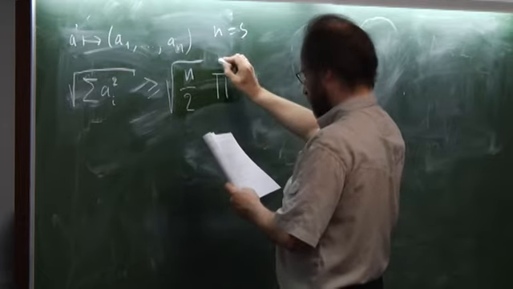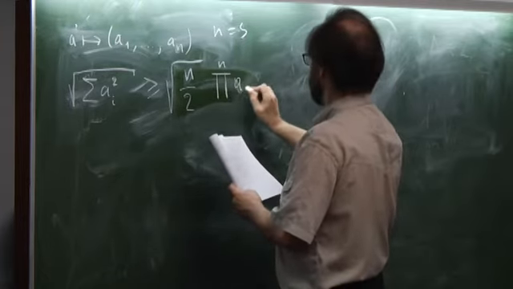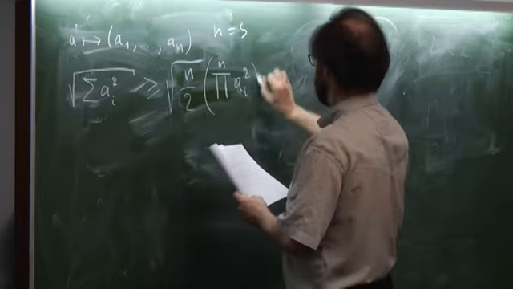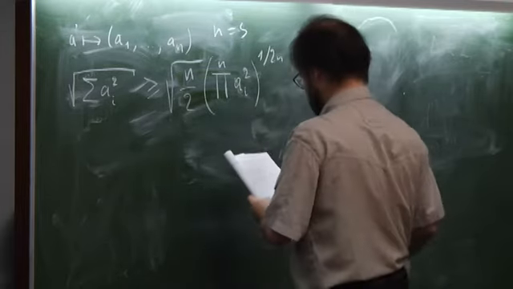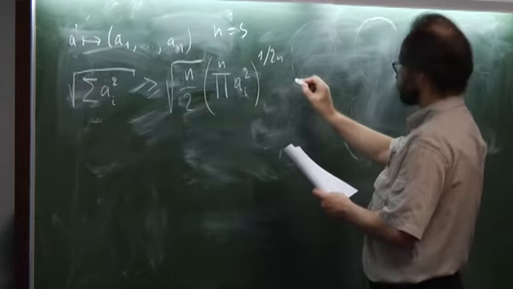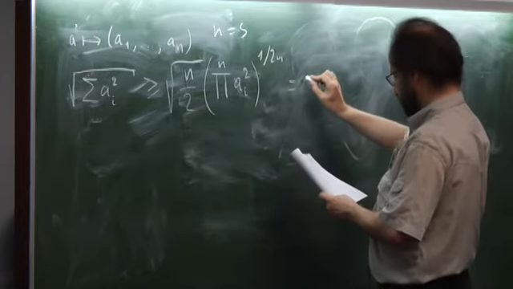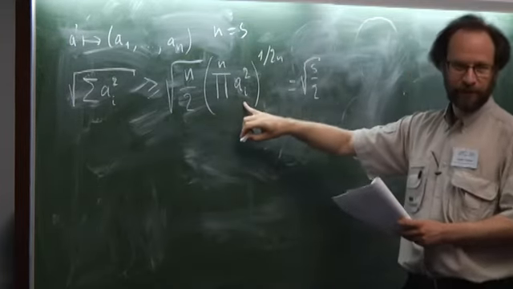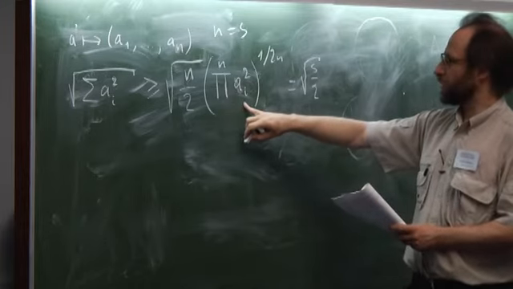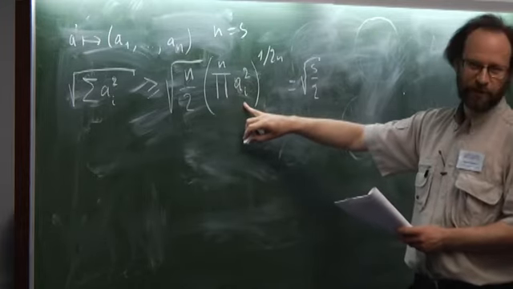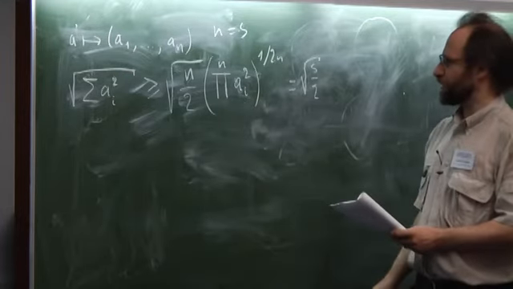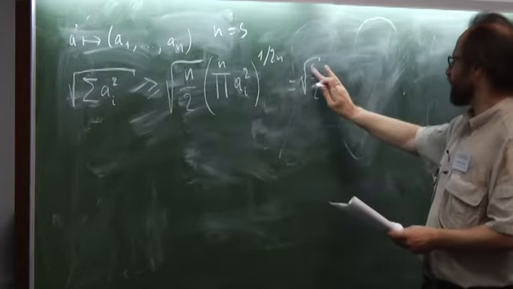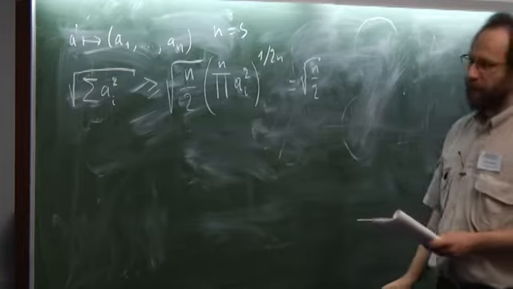The product up to n of ai squared, and you should take the root of degree 1 over 2n. This is just square root of s over 2, because this is the norm. And the minimum of the norm of an integer is an integer, so the absolute value of the norm cannot be smaller than 1. So you estimate it as square root of n over 2.